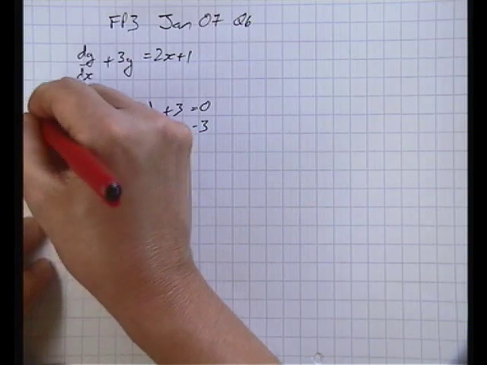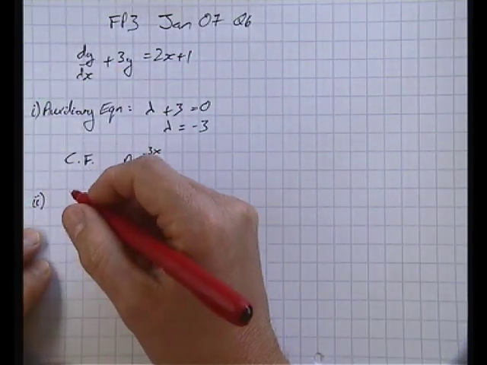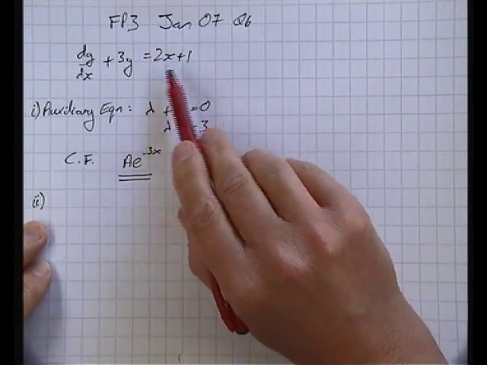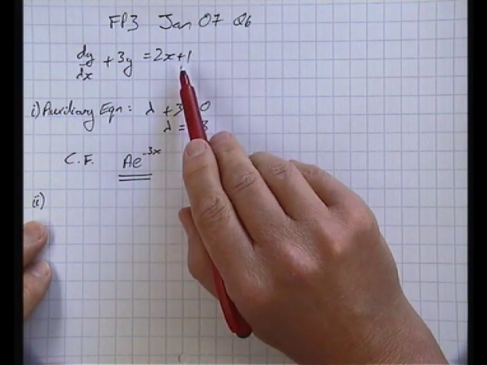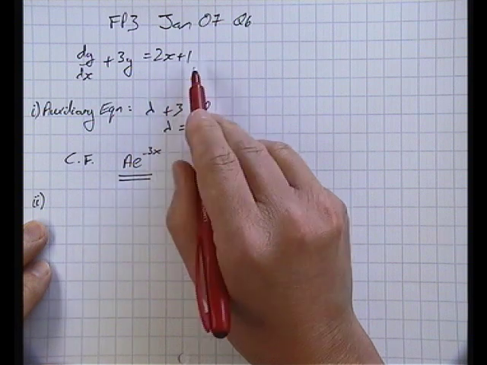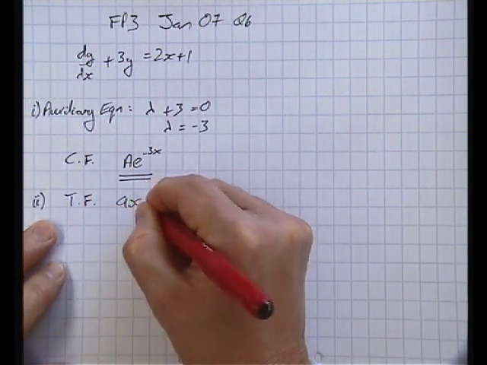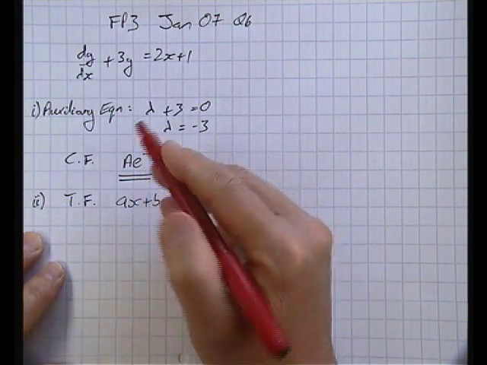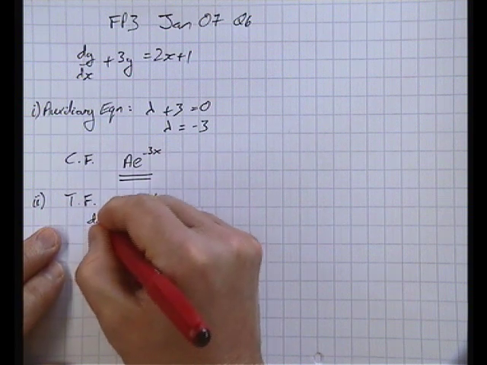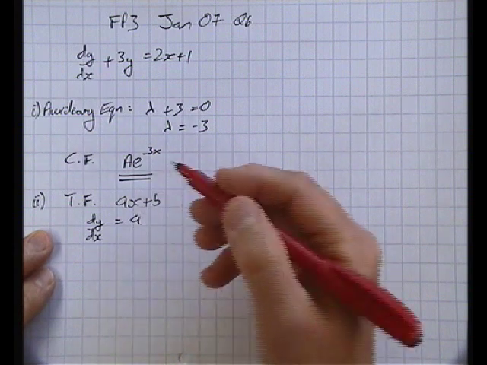Now, the second part of this problem asked us to find the general solution from this. For the general solution, we're going to need to deal with the right-hand side of our differential equation. We're going to need a trial function and find a particular integral. This is linear, it's 2x plus 1, so our trial function is going to be ax plus b. Now we're going to need a dy/dx, but no d2y/dx2. So dy/dx of that is simply a, just differentiate that, and that's what you get.